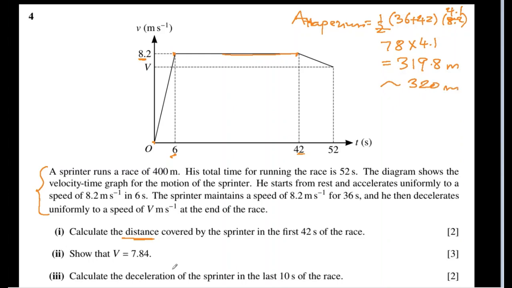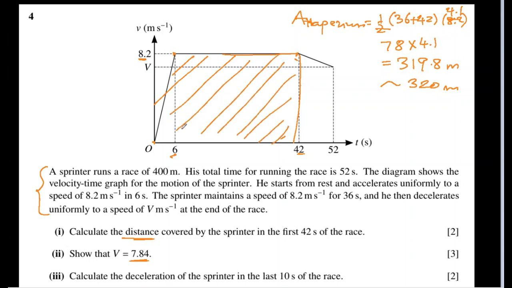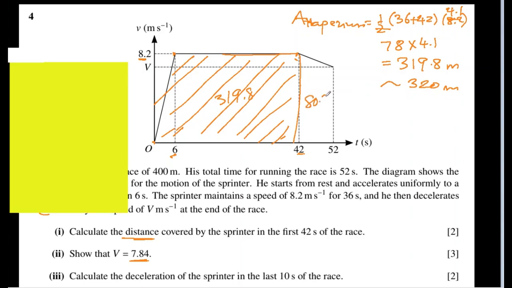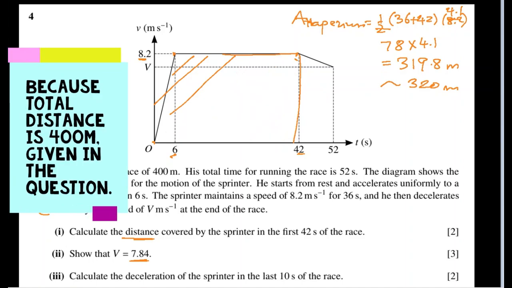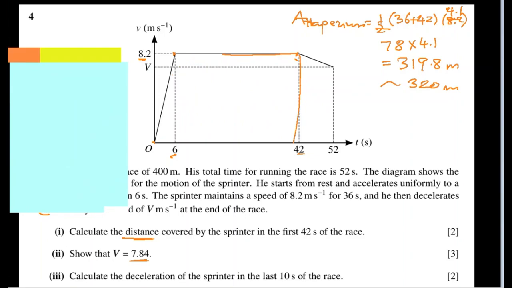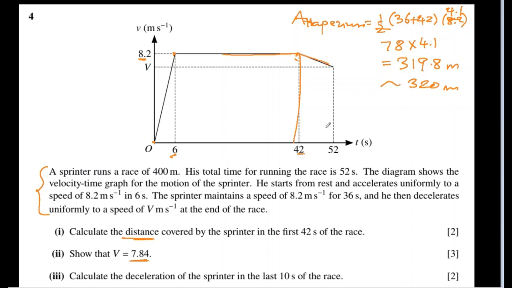You can write it as 320 meters. Show that V is 7.84. This one, V is 7.84. We know that the distance covered during this section of the graph is 319.8 that we rounded off to 320. So what is left for this part? For this part, we are left with how much? 80.2 meters, right? That means the area of that white part is 80.2 meters, and that is coincidentally a trapezium again.